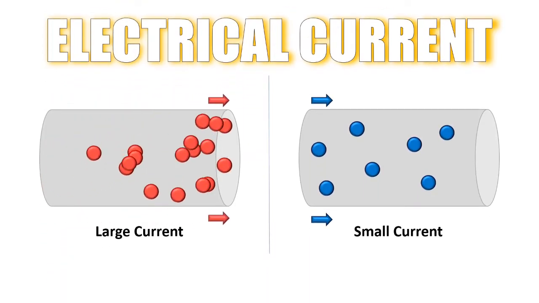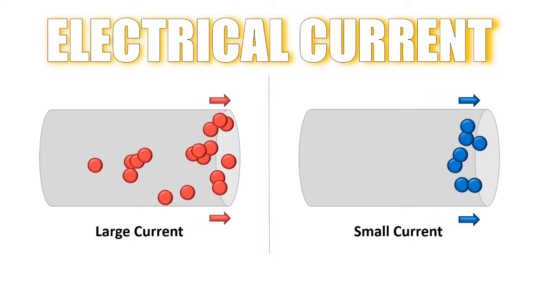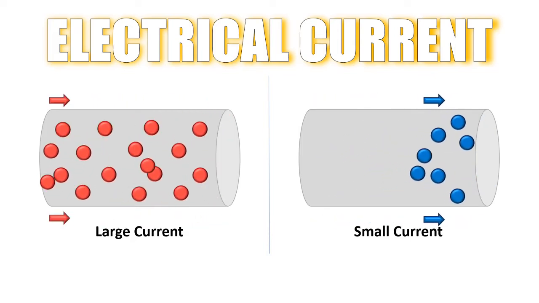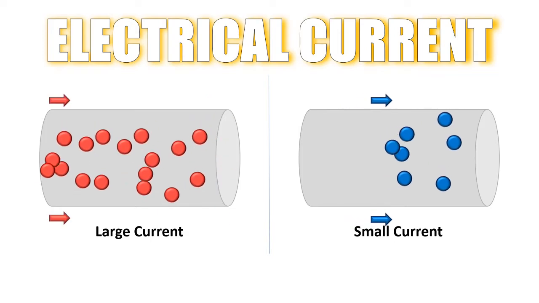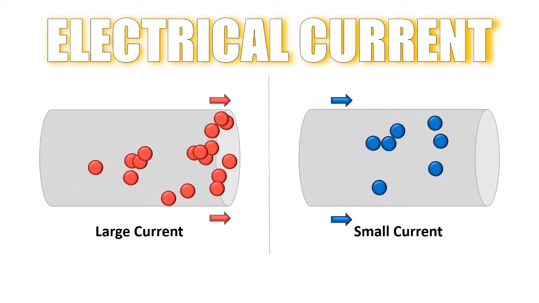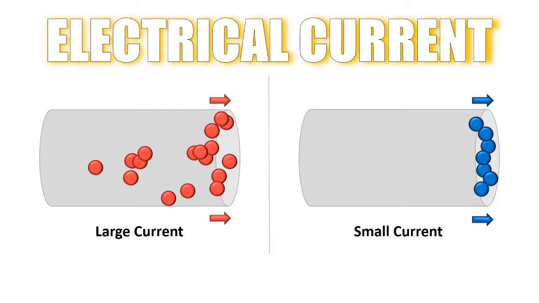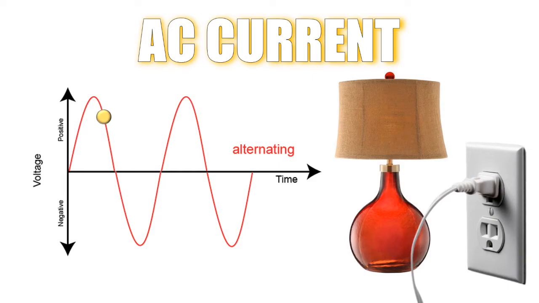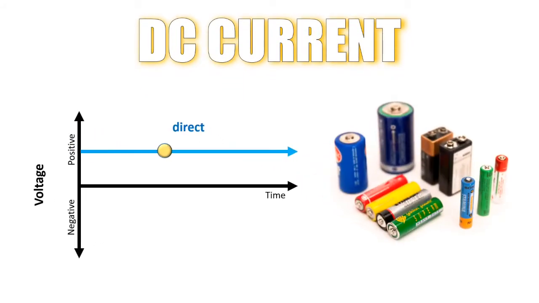Here is another example of electrical current. The figure on the left has a large current, so electrons flow faster. The figure on the right has a small current, so electrons flow slower. Some electronics require alternating current, or AC, like lamps, TVs, and anything you plug directly into a wall socket. The electricity from this type of current will change from positive to negative charges in waves.